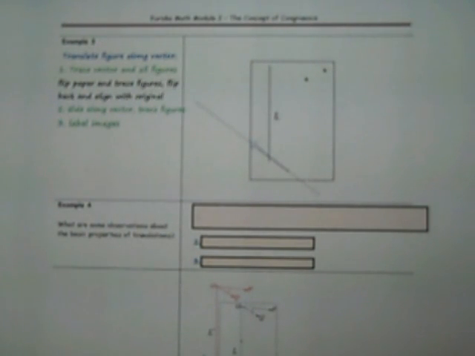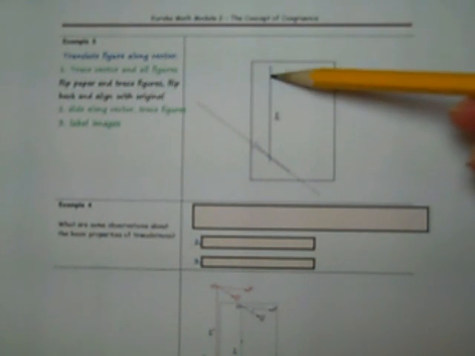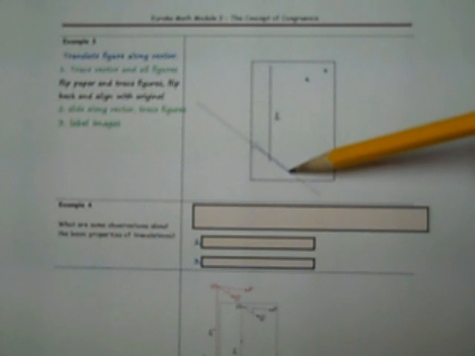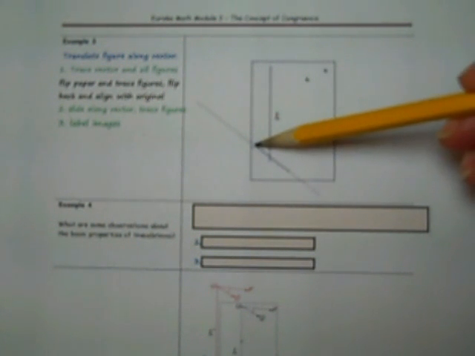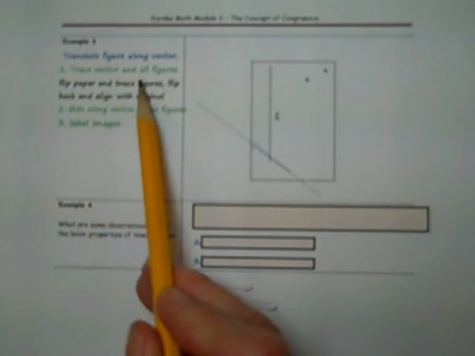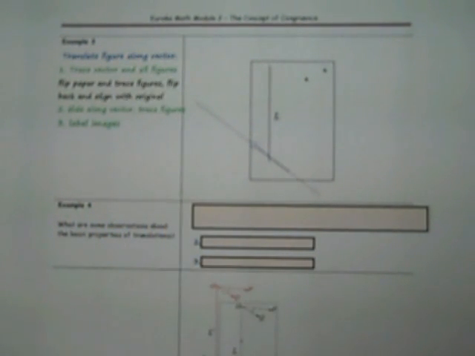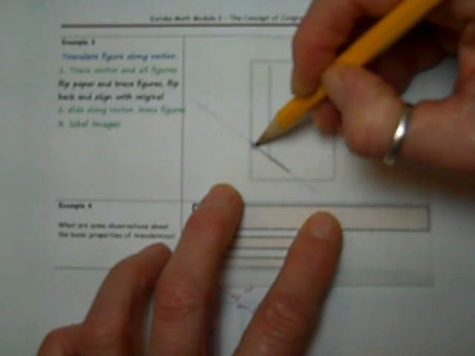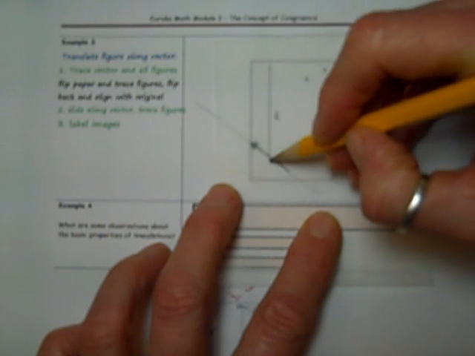Example 3. Translate the figure along the vector. So we have figure L that we're going to translate as well as these 2 points. This is our vector that we are going to translate the image along. Step 1 will be to trace the vector and all of the figures. Place your tracing paper over the image. You're going to trace your vector and your image.